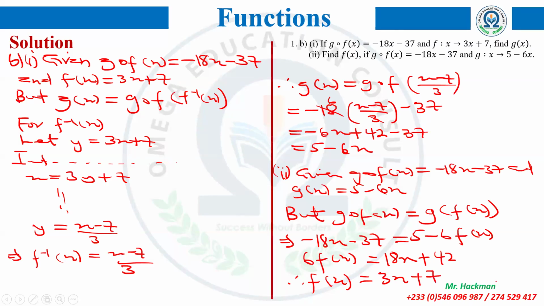I'm done. So that becomes my, is it f of x or g of x? What were we looking for? It's f of x. So f of x is what I'm looking for, and it will give you the same result.